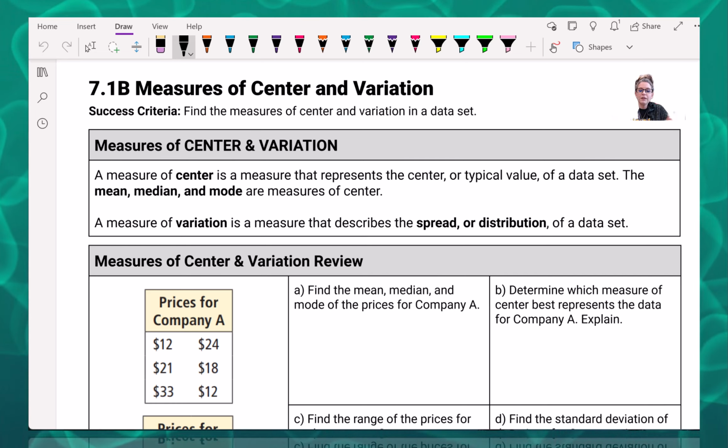We're going to briefly review measures of center and variation, and then we're going to start talking about our new goal, which is to find the variation in a data set according to adding, subtracting, or multiplying. And when you multiply, it could either be a growth or decay. So let's go ahead and get to the review.